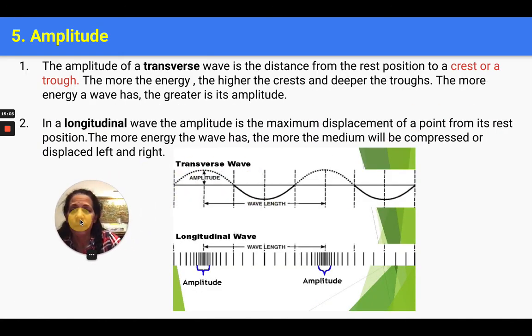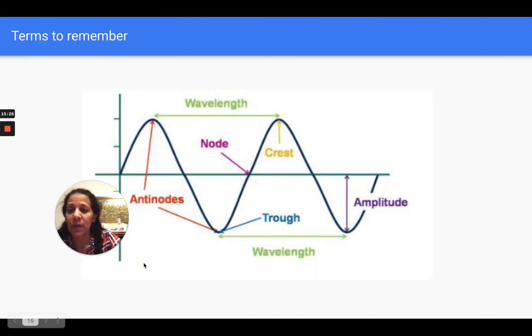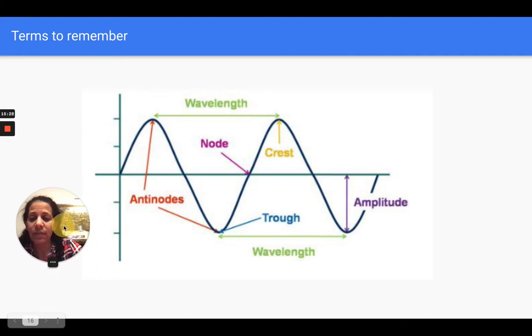So, as you can see, we said it's the maximum displacement from the resting position to the crest or to the trough. Okay, and in a longitudinal wave, it's the maximum displacement from the rarefaction to the resting point or from the compression to the resting point. Okay? All right. So just to revise, this is the wavelength between the crest and the crest, or the trough and the trough. The amplitude is from the resting point to the maximum height, either the trough or the crest, different obviously in a longitudinal wave.